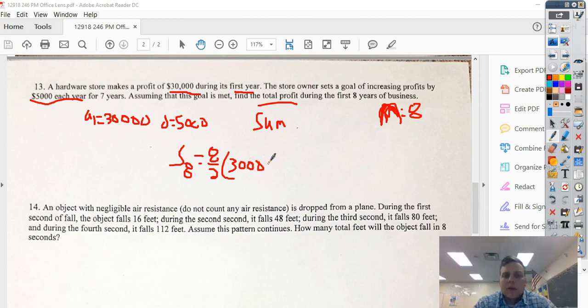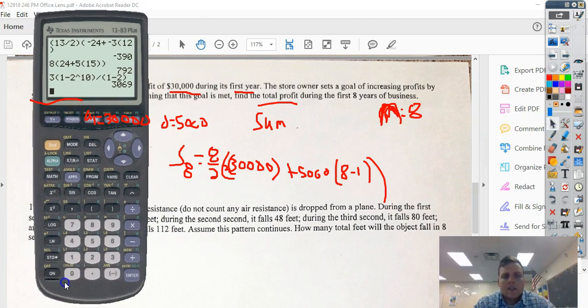I need to multiply this by 2 because it's 2 times a sub 1 to use this formula. All right, so multiply that by 2, throw that in parentheses, plus d, which is 5,000, times n minus 1, which I know n is 8 for this problem. So 8 minus 1. Now, I'm going to let the calculator do all the heavy lifting for me.